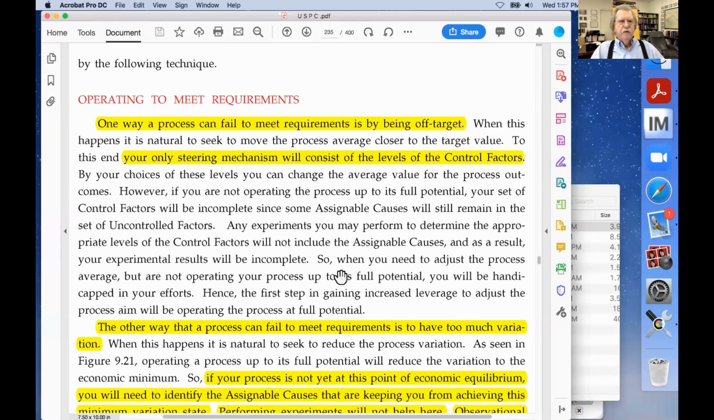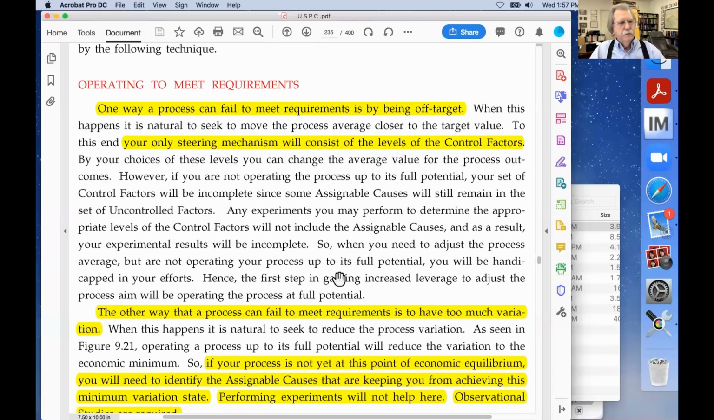Well, it's important that we meet requirements. Yep, it is. You won't have a customer if you're not meeting requirements. How do you do that? Well, one way a process can fail to meet requirements is by being off target. So what leverage do you have to move the average? Your only leverage is the set of control factors. Your only steering mechanism consists of the levels of your control factors.